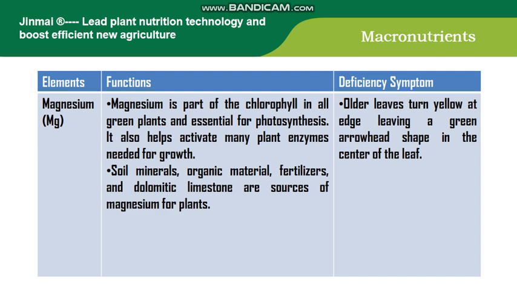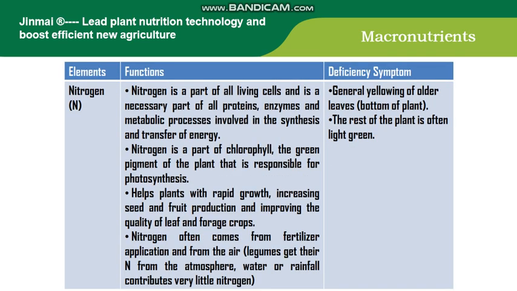Soil minerals, organic material, fertilizers, and dolomitic limestone are sources of magnesium for plants. Deficiency symptom. Older leaves turn yellow at edge, leaving a green arrowhead shape in the center of the leaf. Elements. Nitrogen, N, functions. Nitrogen is a part of all living cells and is a necessary part of all proteins, enzymes and metabolic processes involved in the synthesis and transfer of energy.